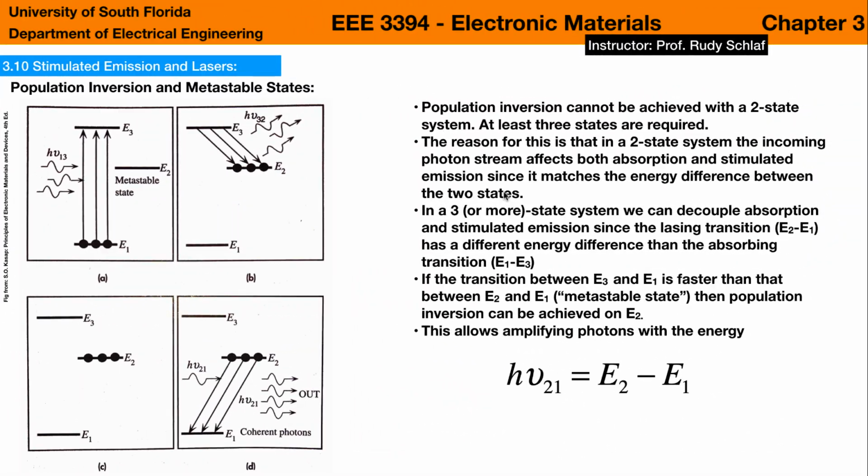So how can we create a system with a population inversion for making a laser? Population inversion cannot be achieved with a two-state system. At least three states are required.